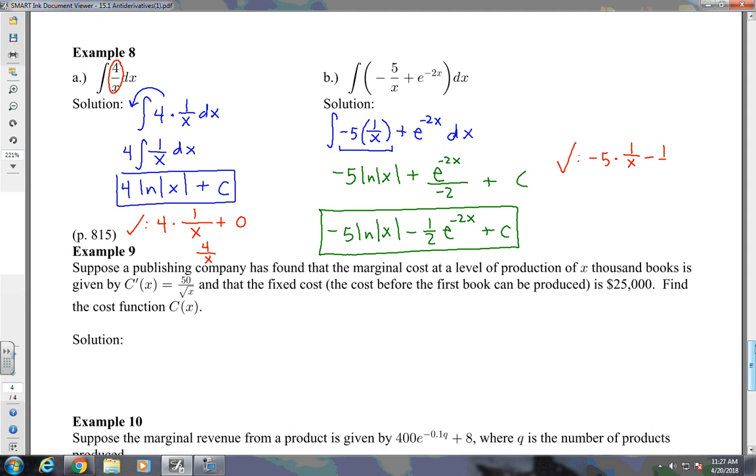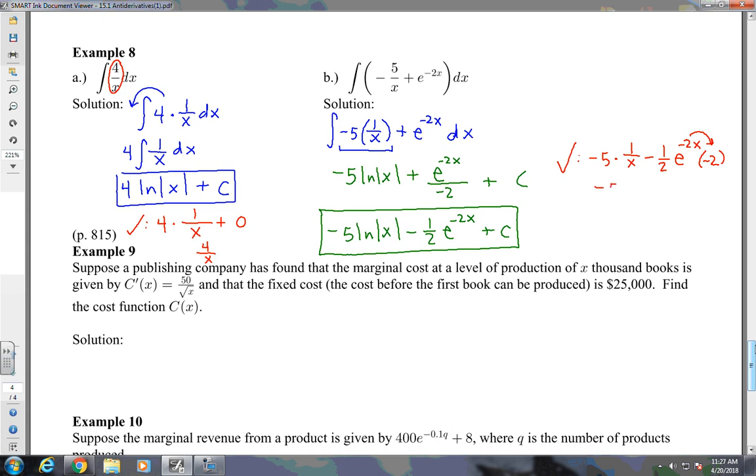When I'm differentiating, of course, the coefficient filters through to the derivative. We make a copy of the e exactly as it appears, and then the chain rule says multiply by the derivative of the exponent, which in this case would be negative 2. And then again, the derivative of that constant c is 0.